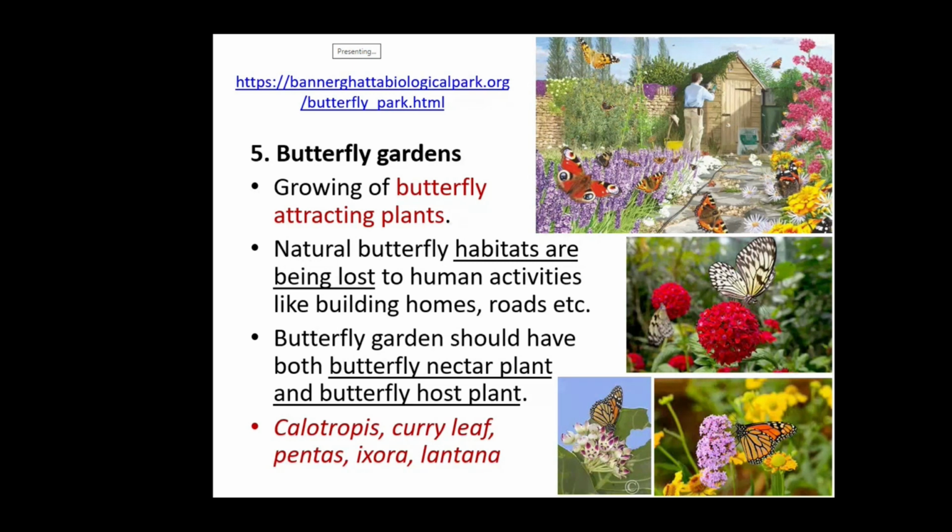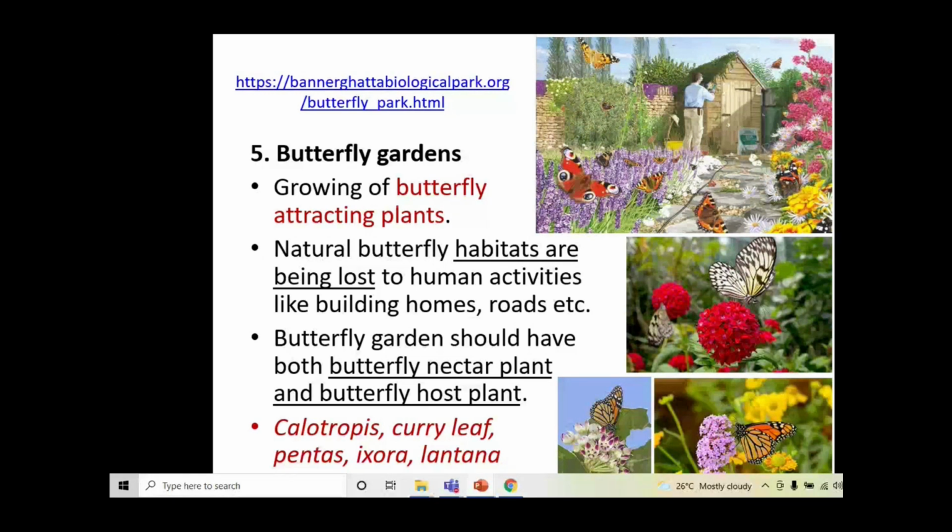First of all, why do we need a butterfly garden? Because natural butterfly habitats are being lost due to human activities. Why? We are making lots of layouts and building homes, roads, railway networks and other economic developmental activities. We have cut lots of trees and habitats where butterflies were foraging in the past, and those areas were lost. That's why butterfly gardens are very, very important.